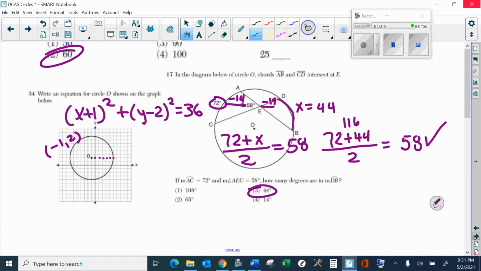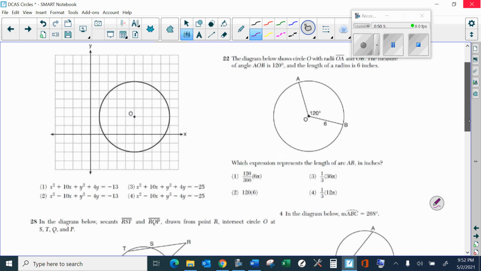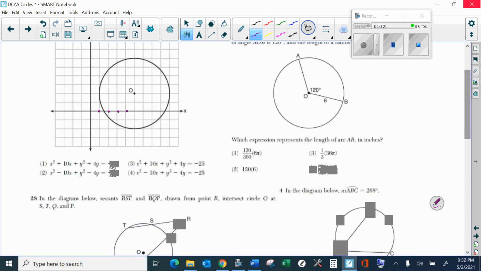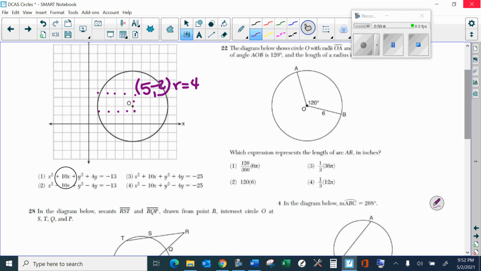Okay, is that it? Oh, last page. Where's the equation for this circle? The center is 5, 2. Radius is 1, 2, 3, 4. So x minus 5. Oh, you're having to figure it out from here. Okay, so they give you the whole thing, so you have to solve one of these. You know it's got to be x minus 5, so it has to be a minus 10x here to get that.